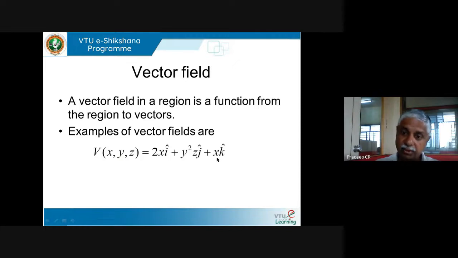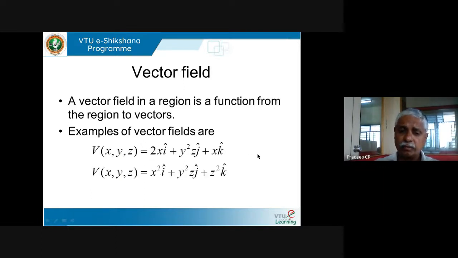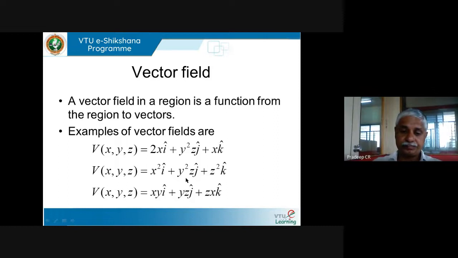So here the k component is x, the j component is y square z, and the i component is 2x. It could be anything; you can take any other vector field also. For example, this is another vector field: x square i plus y square j plus z square k. So at different points x, y, z, I get different vectors. I hope it's clear. You can write any number of examples, as many vector fields as you can keep writing.